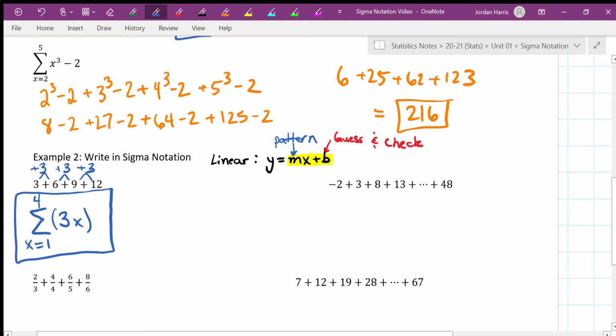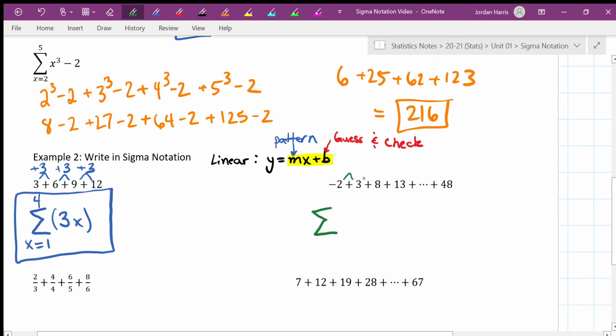Okay, so it's not meant to be super complicated. You've got to look for a pattern and then guess and check. Plug in a number. Does it work? And then you've got to figure out what would give you your last number. Okay, so we'll do the same thing. This is another linear problem. So it's going to be a sum again.